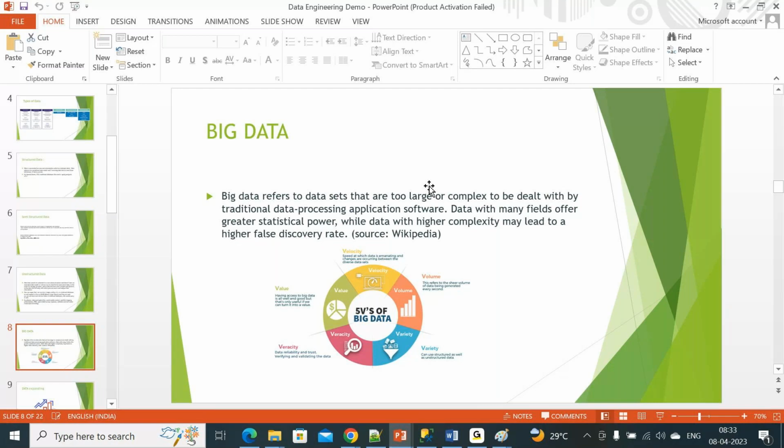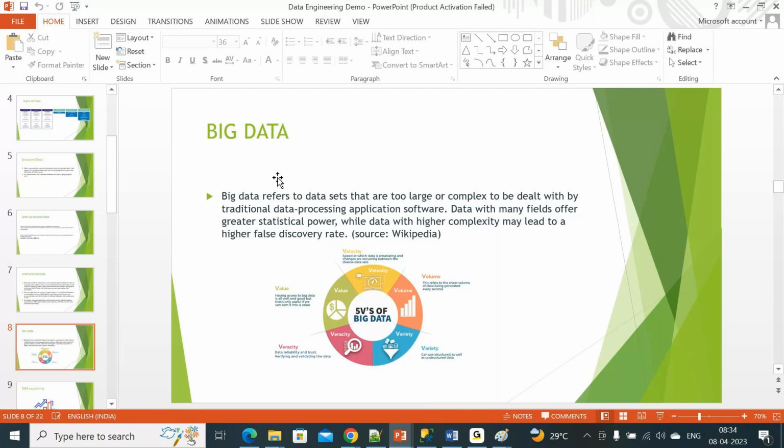So there comes something in the market called big data, which we call Hadoop. The system, Hadoop distributed, was developed in the market in the early 2000s, and it managed this somewhat in the market.